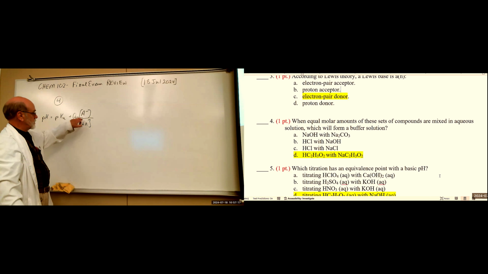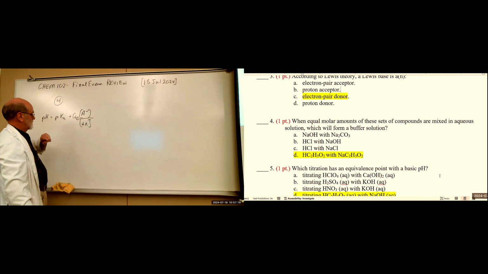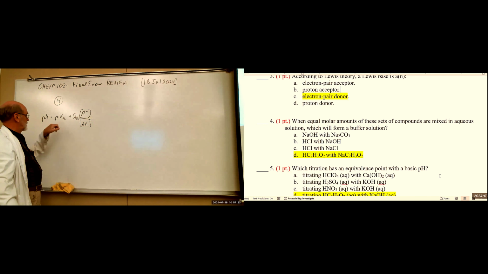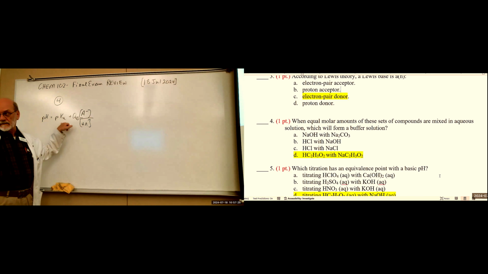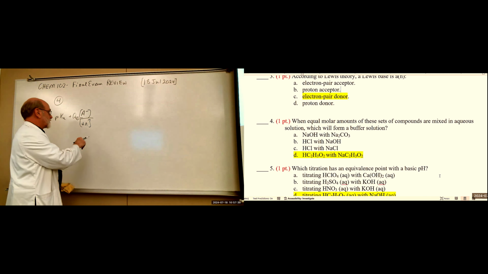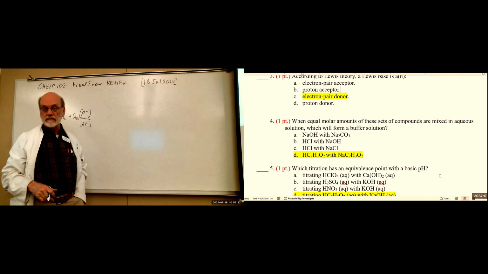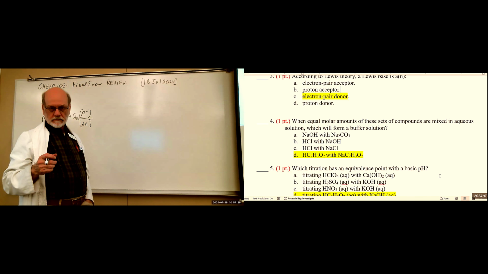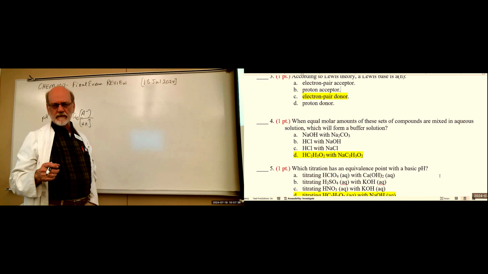You need your acid and your conjugate base in equal amounts. If they're in equal amounts, that means this term goes to 0 and the pH is equal to the pKa. Y'all remember that from our labs. Okay, so we have to have a conjugate acid-base pair. Right? So sodium hydroxide and sodium carbonate.